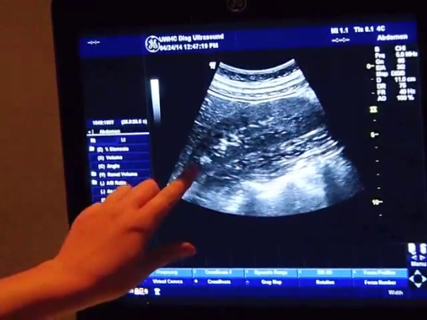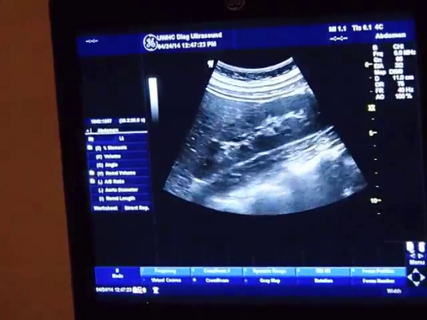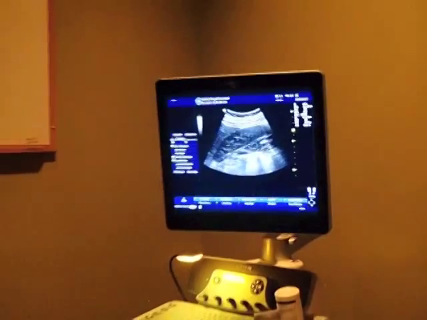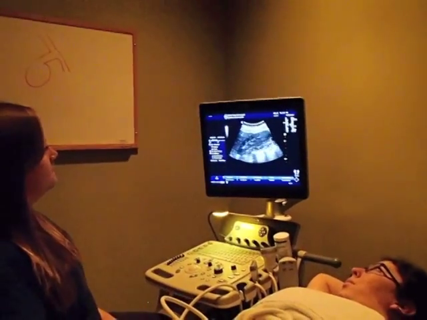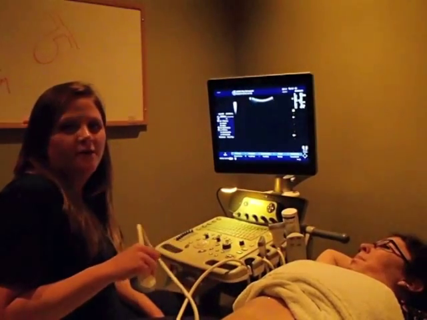Which you can see right here. The right kidney sits behind the liver there. Scanning all the way through, looking for any masses or any abnormalities with the kidney. And then that completes a right upper quadrant protocol.